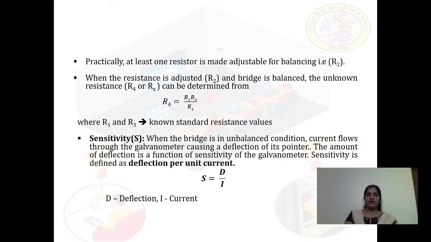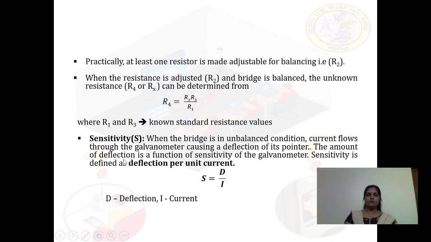So in order to balance the bridge, practically at least one resistance is made adjustable for balancing. The one resistor must be adjustable. That's why R2 is adjusted and the bridge is balanced. So the unknown resistance R4 can be determined. It is also denoted with Rx. It is equal to R2 into R3 divided by R1, where R1, R2 and R3 are the known standard resistances.